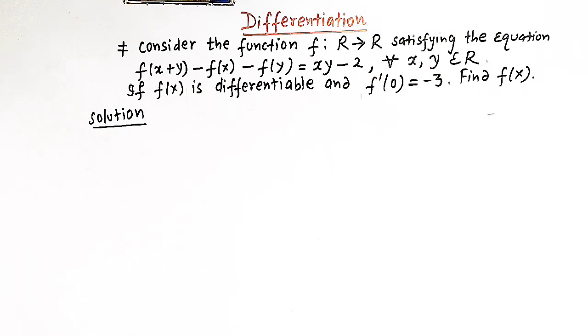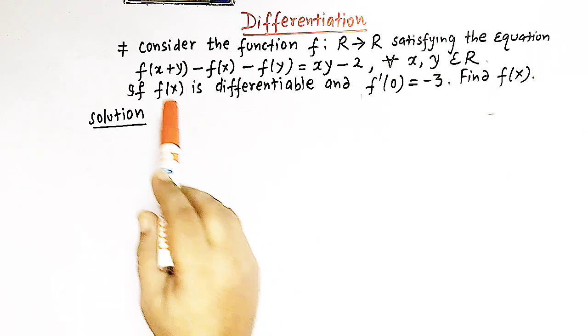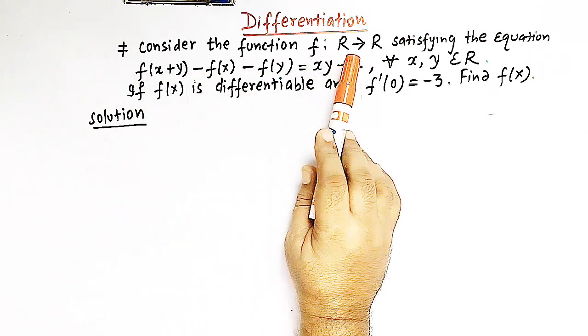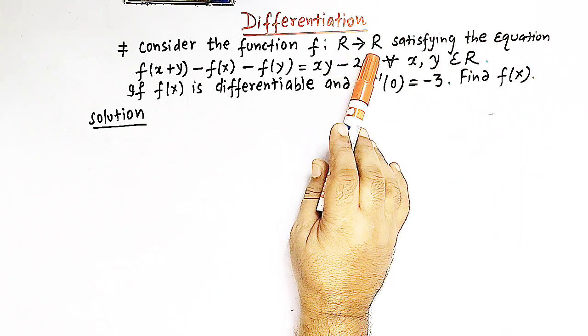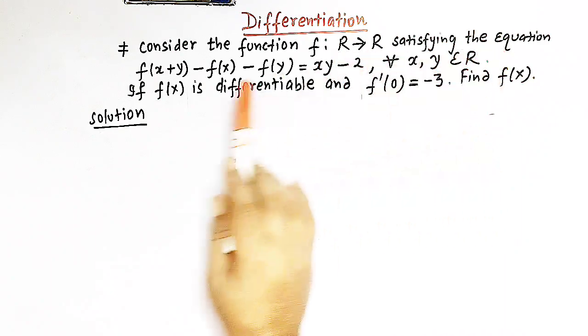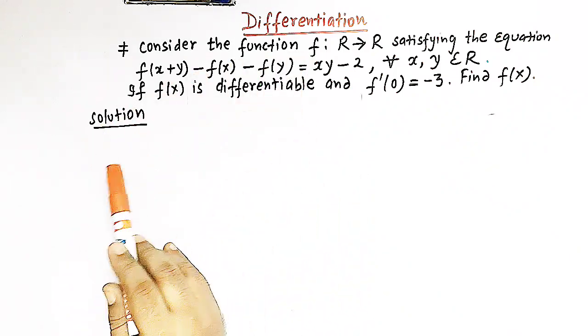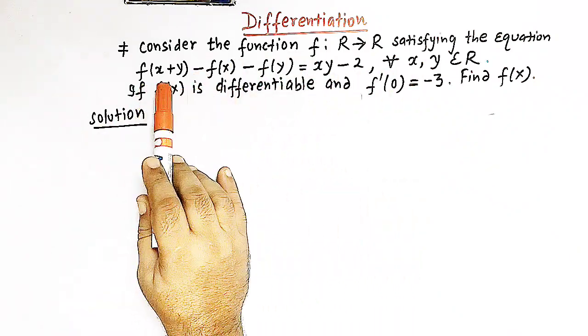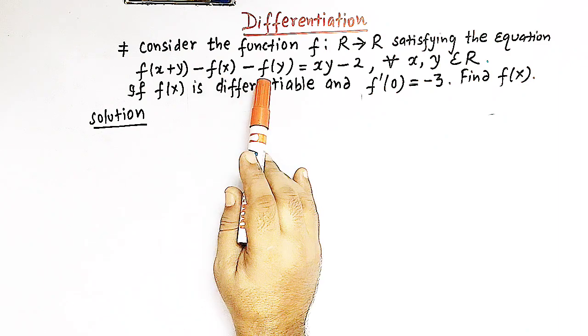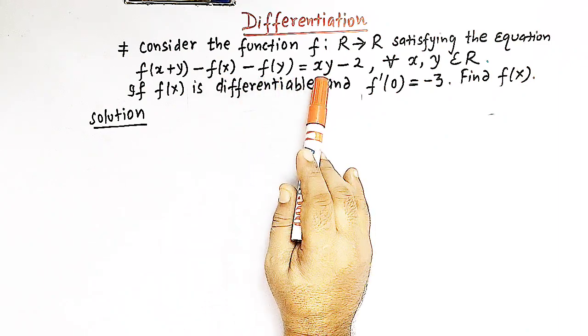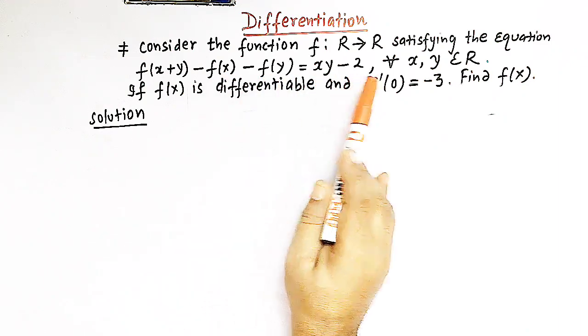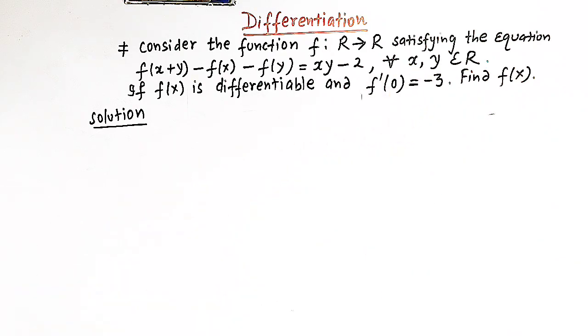Let us first read out this problem, and then we'll see how we can solve it with the help of derivatives. Consider the function f from the set of real numbers to the set of real numbers, R to R, and this function f satisfies this equation: f(x + y) - f(x) - f(y) = xy - 2 for all values of x and y belonging to the set of real numbers.